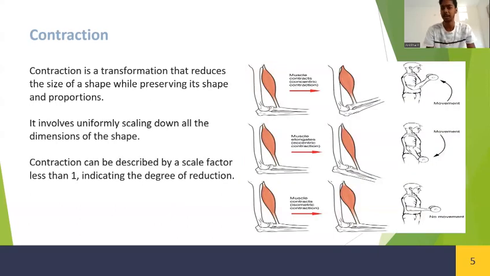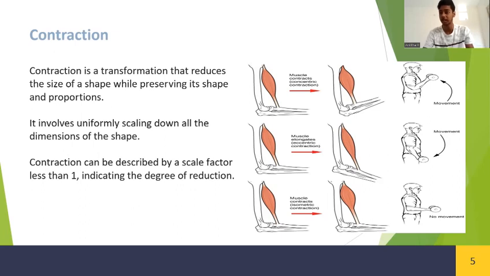Now coming to the contraction and expansion. You might think that is a part of physics, but in mathematics we are doing it. Contraction is a transformation that reduces the size of a shape while preserving its shape and proportions. It involves uniformly scaling down all the dimensions of the shape. Contraction can be described by a scale factor less than 1, indicating the degree of reduction.